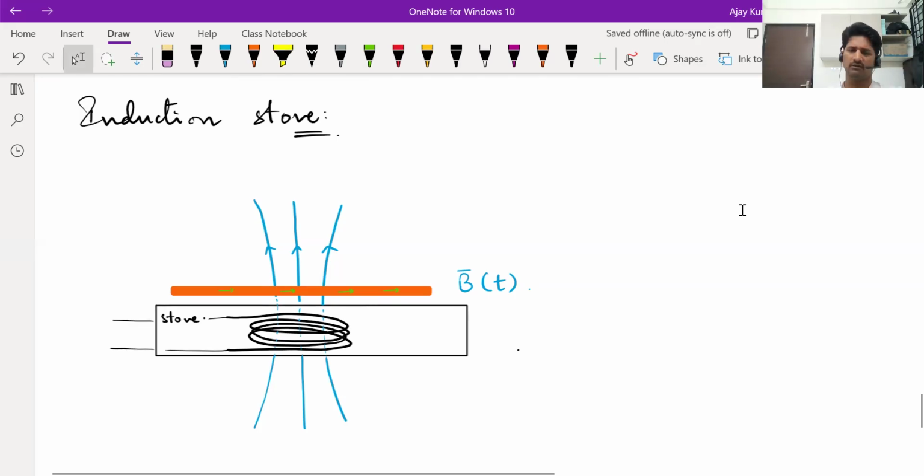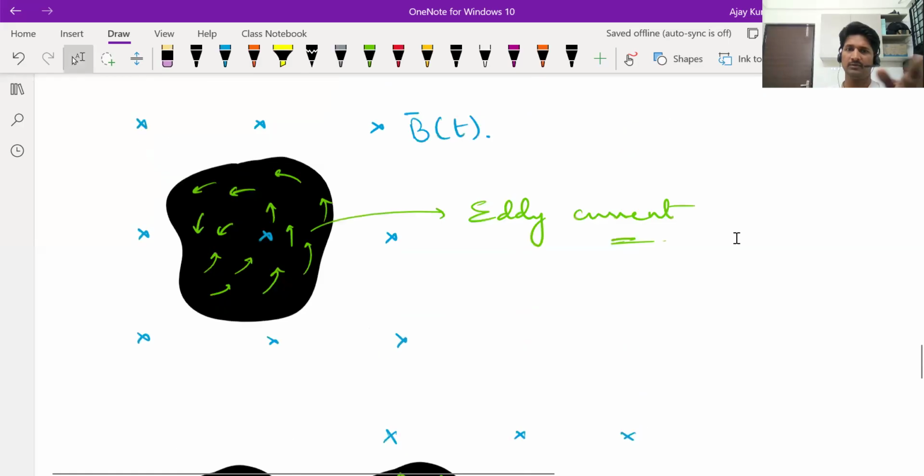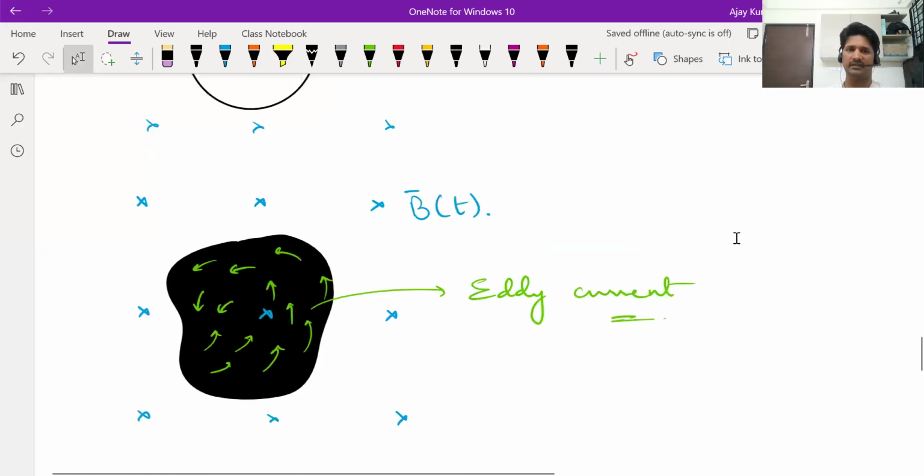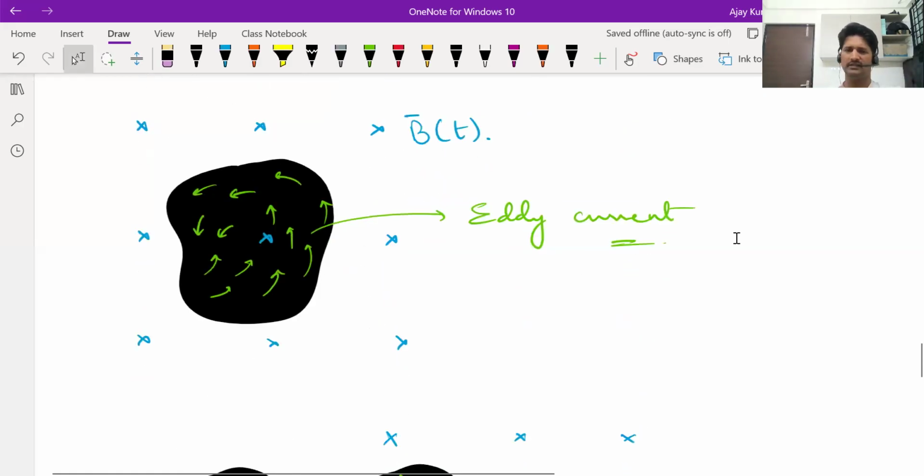How much heat you want depends on how rapidly the magnetic field varies. So the controls on the induction stove must be changing the flow of current or something such that the magnetic field changes and the eddy current changes, thereby changing the amount of heat that is generated. So if heat generation is what you want, eddy current is a good thing. If heat generation is not what you want, then eddy current is a bad thing.